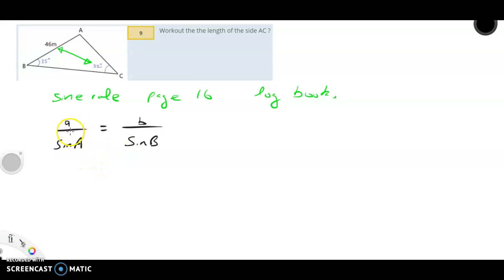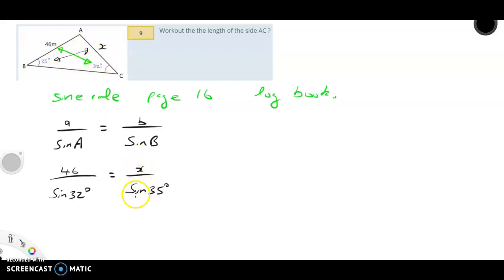So for small a here, we can have 46 meters over sine 32 degrees equals, now what are we looking for? AC, right? We can call that x, equals x over the sine of 35 degrees, because x and 35 form a kind of opposite matching pair.